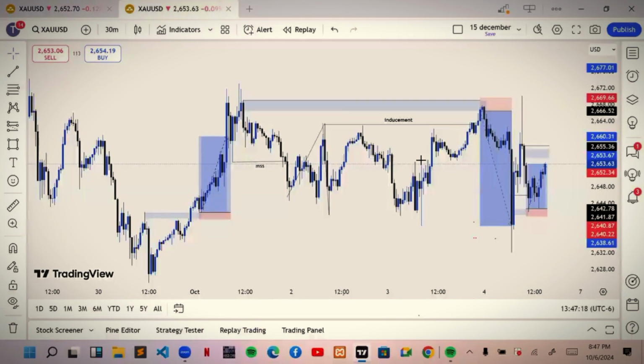After you've gotten your inducement, you now know that the only thing remaining in that particular trade is for you to get your point of interest. Now, I make use of 2 points of interest. I make use of my order blocks and I make use of my breaker block. I'm just going to take the order block in this section. The next session, I will now introduce the breaker block.